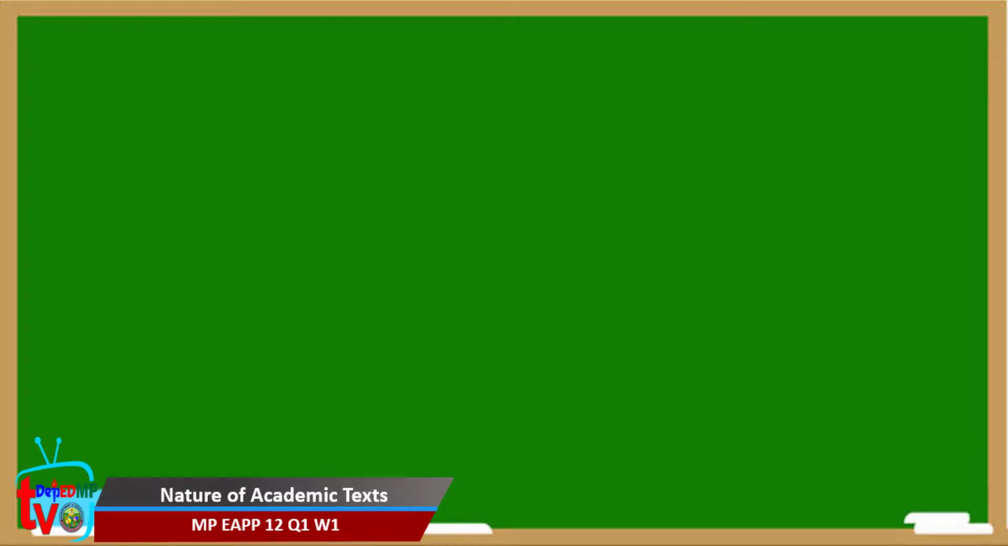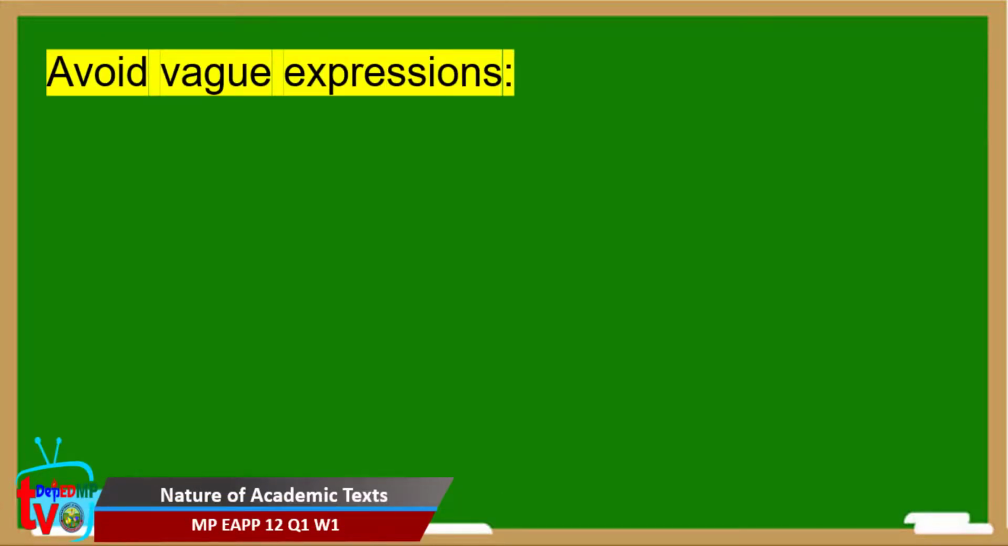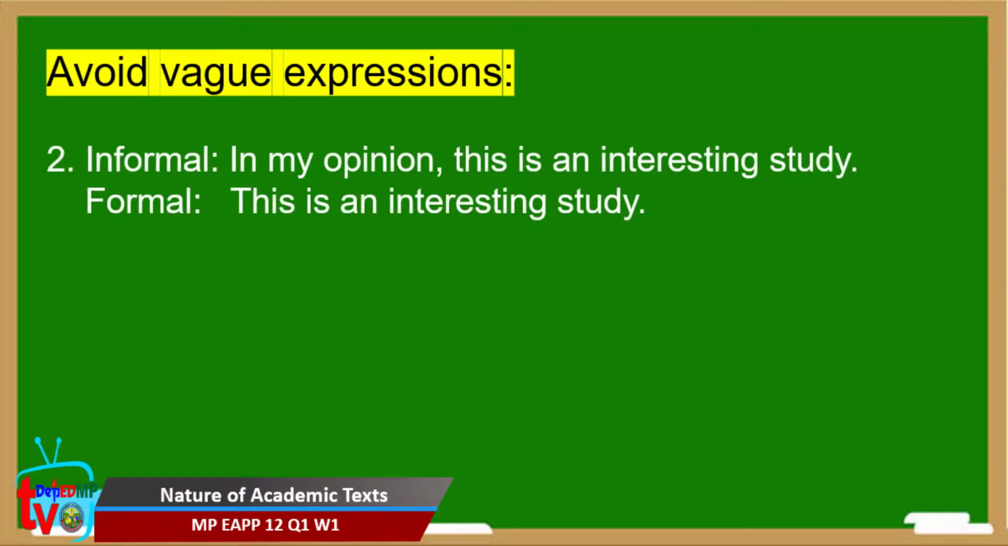Look at this example. Example number 2. It is informal because it makes use of the words "in my opinion." Okay, so to make it formal, omit "in my opinion." You can just write "this is an interesting study." So it does not use the writer's personal or biased judgment.